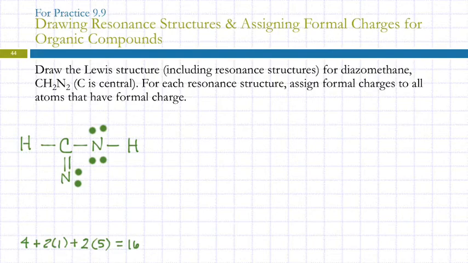So we need to do more sharing. Is there a place I can make another multiple bond? No. If I make a multiple bond between this carbon and the nitrogen, then the carbon's got too many bonds. If I go between the carbon and this nitrogen and go for a triple bond, carbon still has too many bonds. I can't do anything with the hydrogens. So what does that tell me? I put them together wrong. Again.